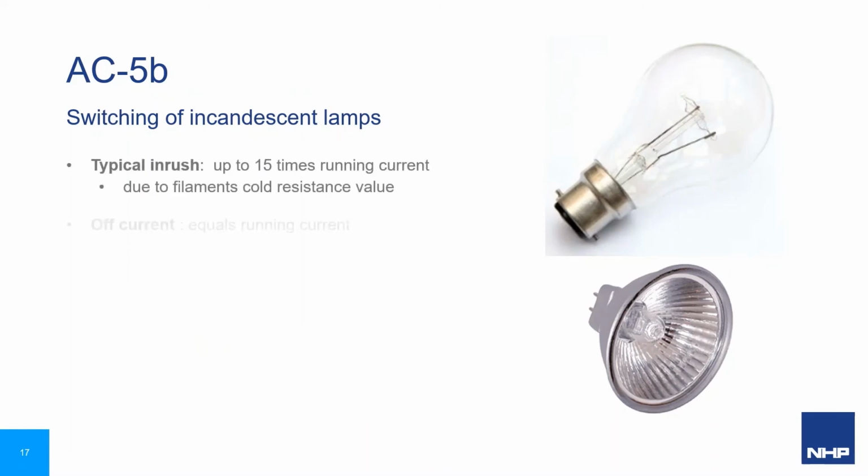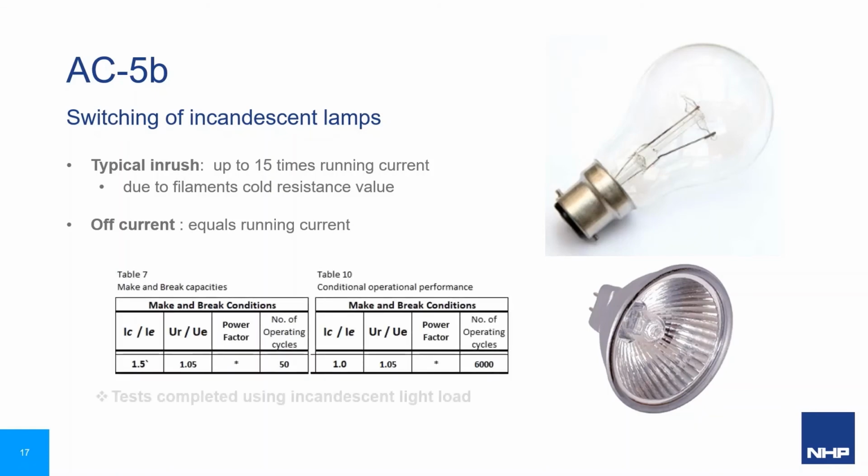Whilst you would think incandescent lights being a resistive load would have a lesser impact on contactor switching, the filament is made from tungsten, which has a very low resistance when cold, hence there is a high inrush current at turn on, up to 15 times running current. The testing for AC5B duty is with conditional performance at its rated current and verified to make and break at 50% higher value. However, the testing is performed with actual incandescent lamps, which provide the high initial inrush of the application.